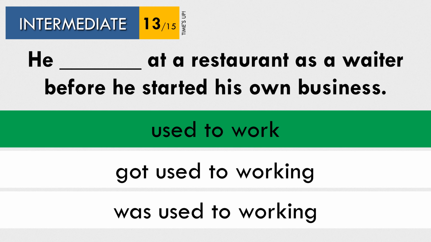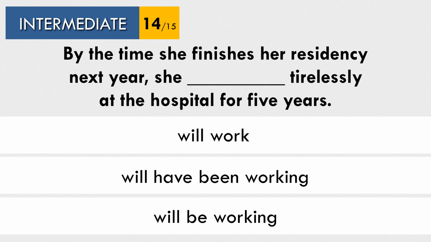Used to work is the correct phrase to indicate that he had a past job as a waiter before beginning his own business. Question 14. Choose the correct option to complete the future perfect continuous tense.